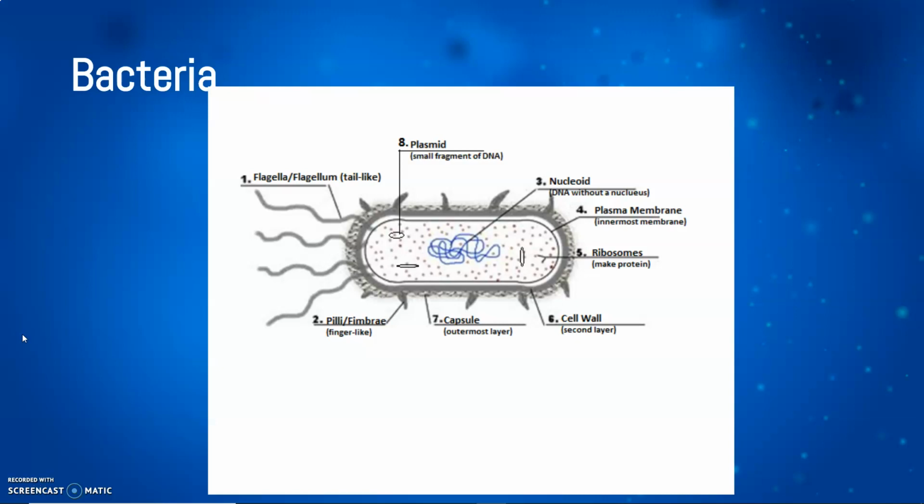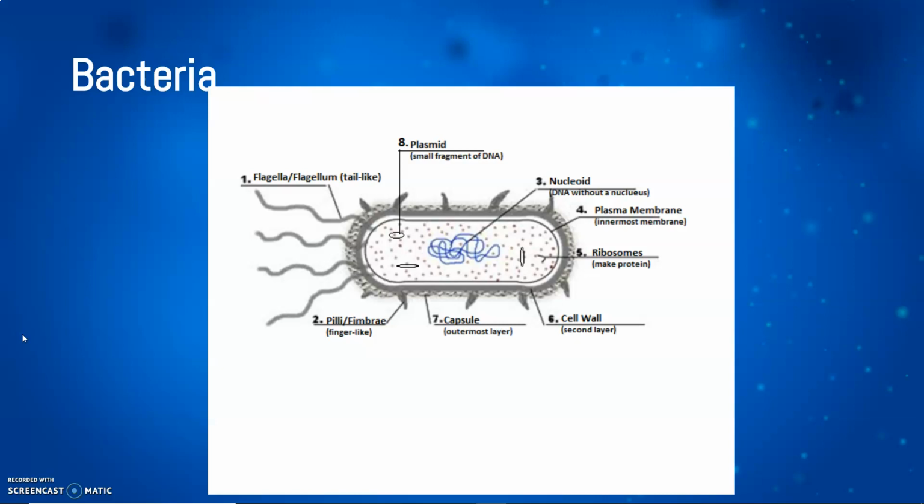And lastly, number 8 is the plasmid. This is a small fragment of DNA. This is kind of like the cool part of bacteria, I think. The plasmid is used in sexual reproduction for bacteria. So the bacteria can both reproduce sexually or asexually. And this is the plasmid. If the bacteria reproduces sexually, this is what's transmitted to its partner.